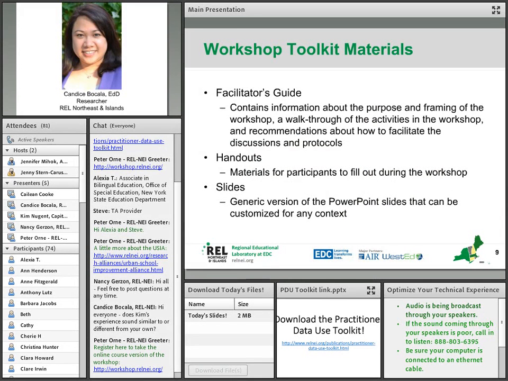There is also a set of handouts which participants can fill out. You can photocopy them and then run them off electronically or on paper. And it also comes with a set of slides, and these are the generic slides that can be customized. So it has diagrams and discussion prompts, but it doesn't have any specific information about a district or a region, so you can go ahead and insert the context that is important for your setting.